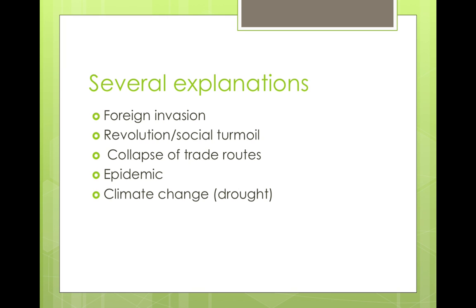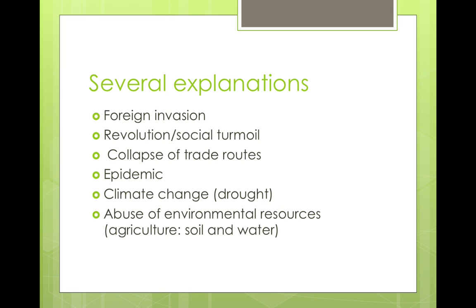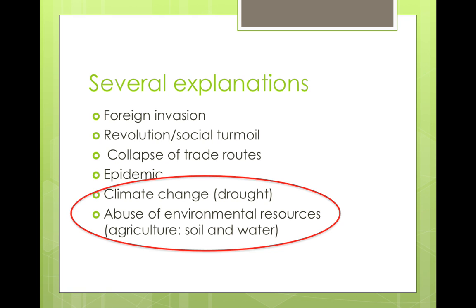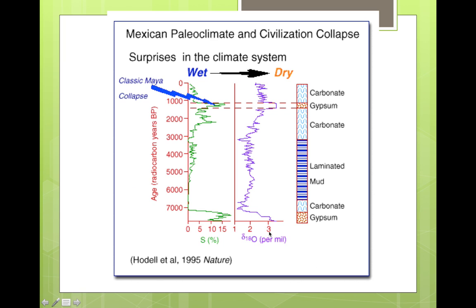Climate change, and particularly droughts, and again this issue of abuse of environmental resources, particularly soil and water through agriculture. The majority of the studies and evidence point to some combination of climate and environment and abuse of environmental resources, which all fall under the general environmental issue of this interaction between the Mayas and their surrounding environment. This is one of the studies that suggests that around the time of the Maya collapse, there was a combination of environmental factors that could have driven their demise.